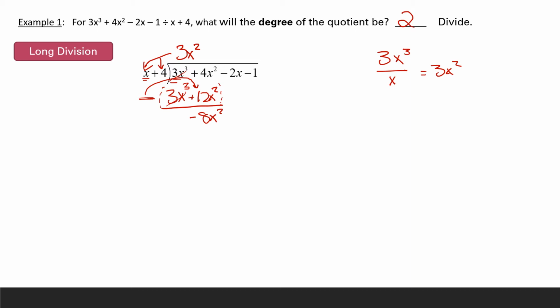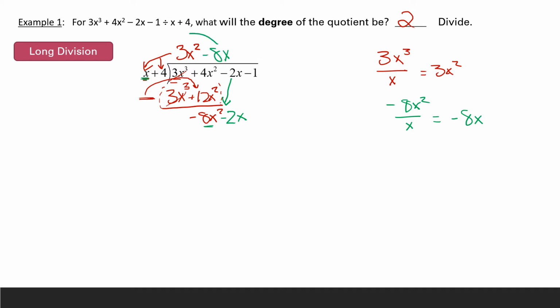So I'm going to switch colors. We need a binomial here, so I'm going to bring down this negative 2x, and I start it all over again. I take the first piece of the divisor, I divide it into the first piece of the dividend, so over here I'm going to write negative 8x squared divided by x. That's going to give me negative 8x. That goes up top in the quotient, negative 8x.